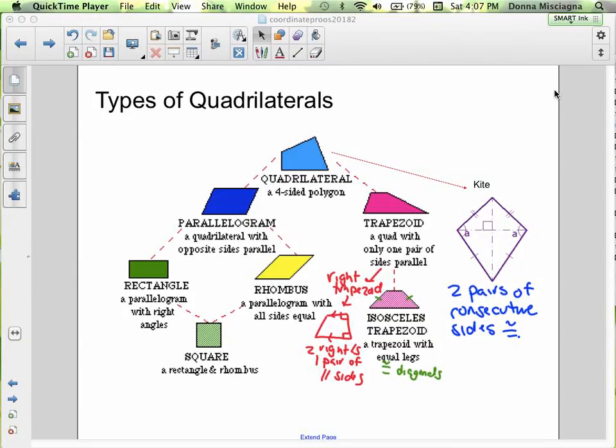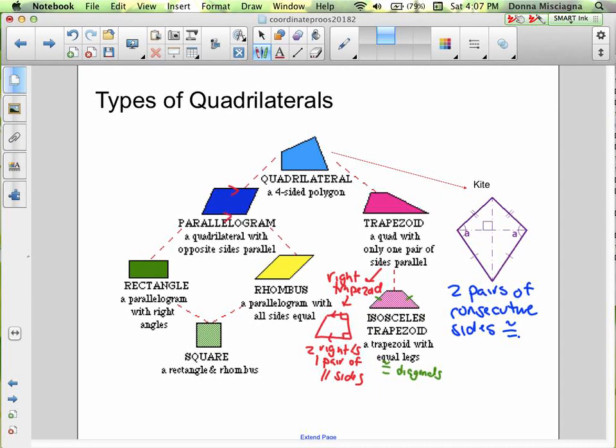Welcome. In this video, we're going to complete proofs about quadrilaterals. Now, we're going to focus in these upcoming videos on proofs about parallelograms. Now, parallelograms are quadrilaterals that have two pairs of opposite sides parallel. There are other things that are true about parallelograms, and we'll go over those before we begin the proofs.